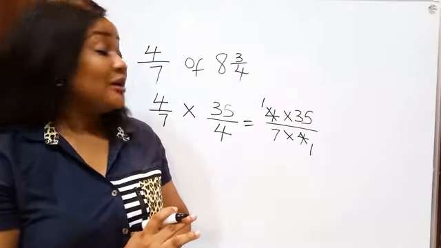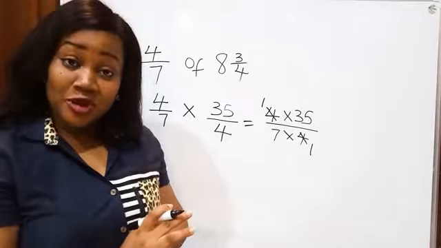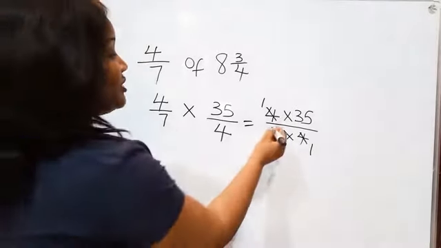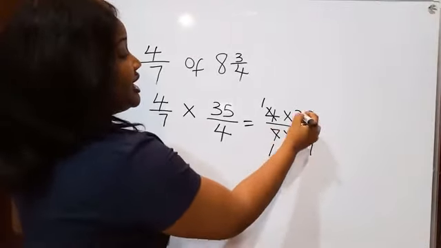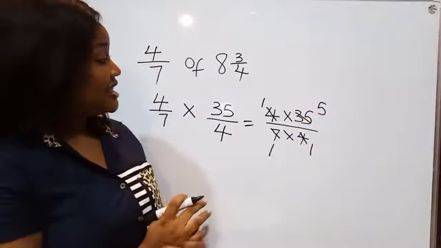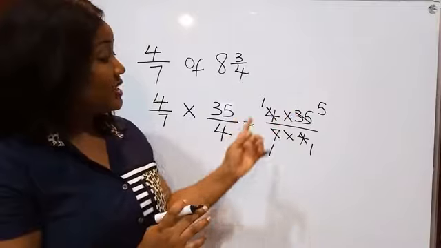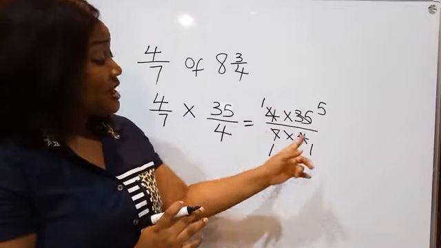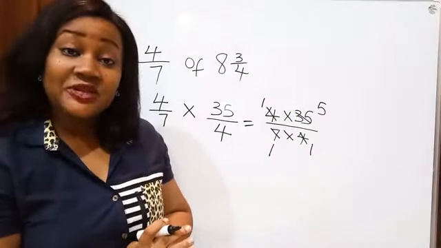And you divide both numerator and denominator by 7. So if you divide 7 by 7, you have 1. Divide 35 by 7, you have 5. And looking at this, we've left 1 times 5 over 1 times 1. And still everything gives us 5.